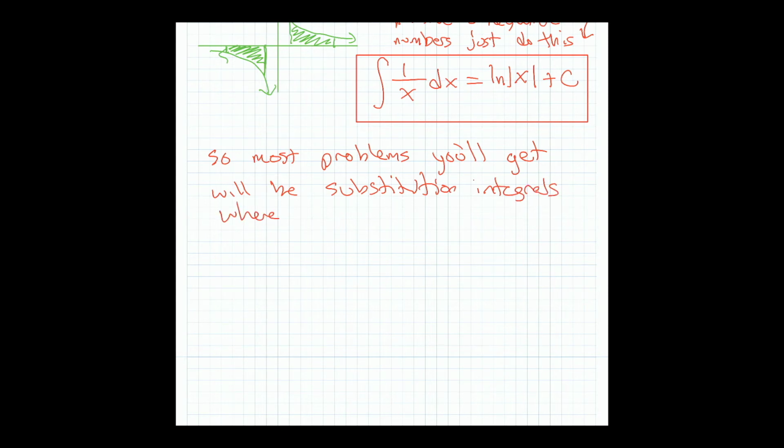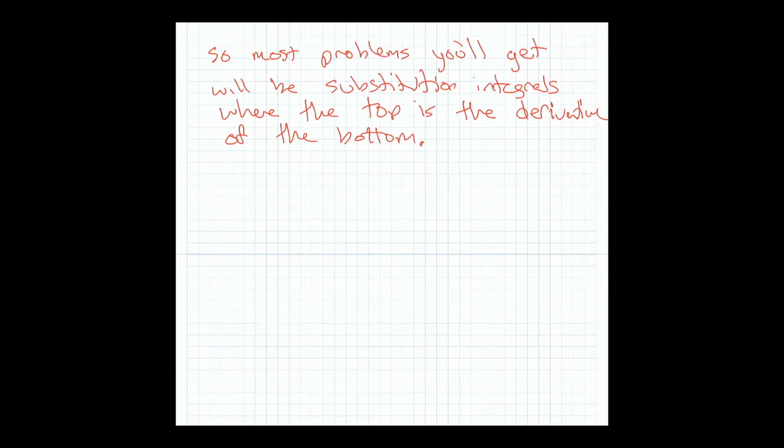where the top is the derivative of the bottom. Okay, so here's a pretty simple example, and then we'll do some real ones. So let's say I have this integral right here, 2x over 1 plus x squared dx.